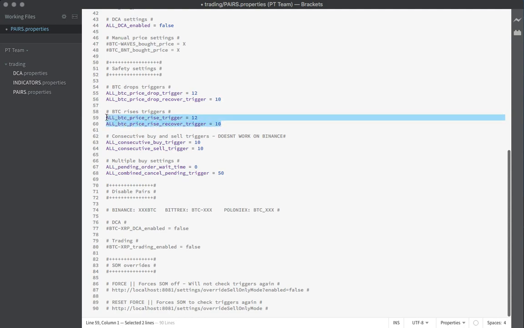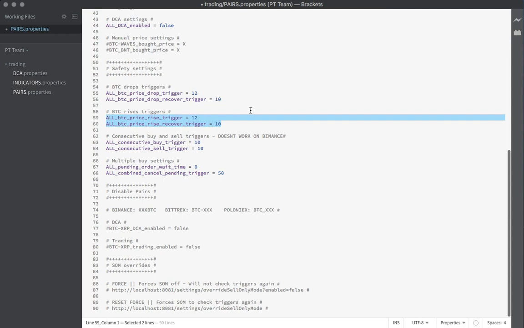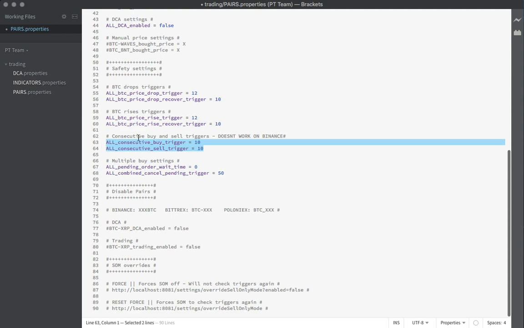They work the same. So a BTC price drop trigger, if the market's going down suddenly, that protects you from buying as it's going down but hasn't yet reached the bottom. And then the price rise trigger, this protects you from sudden rises in the market and prevents your bot from buying until it's peaked and started to come back down. So you're not buying at the peak.